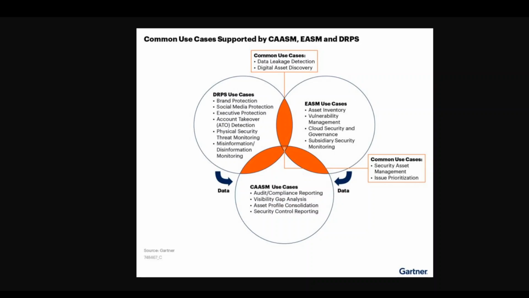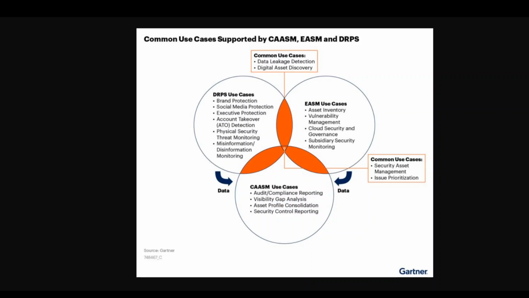Then we have CAASM or Continuous Attack Surface Management. CAASM, on the other hand, is an extension of EASM, providing continuous and real-time visibility and control over an organization's entire attack surface. It's not just about understanding what's out there, but also knowing what's changing and when. This continuous monitoring helps organizations to rapidly detect and respond to new threats, manage their digital risk more effectively, and ensure compliance with regulatory standards.